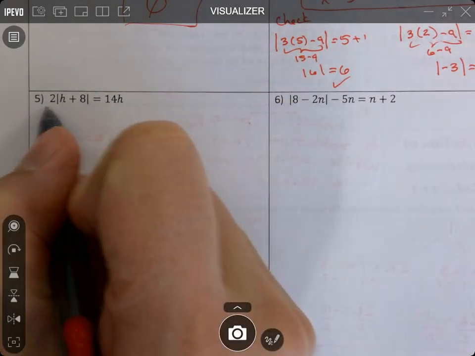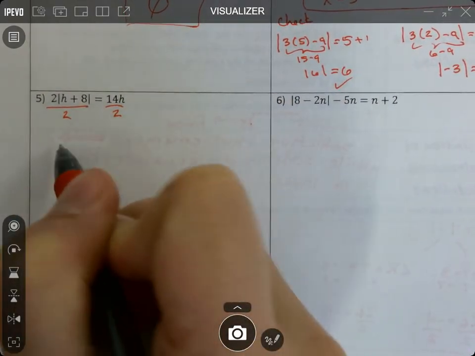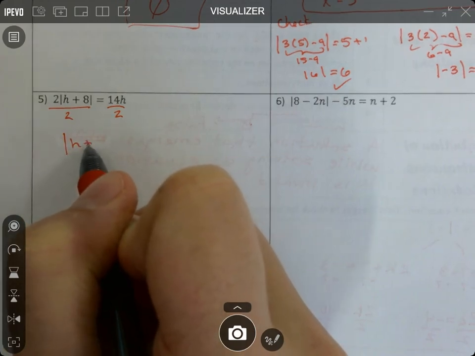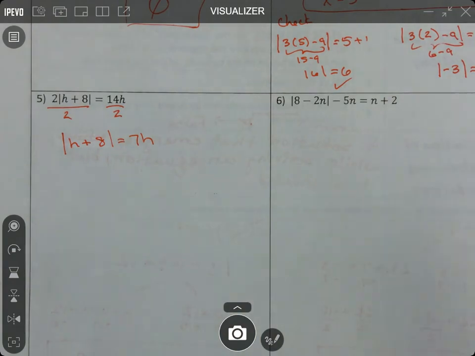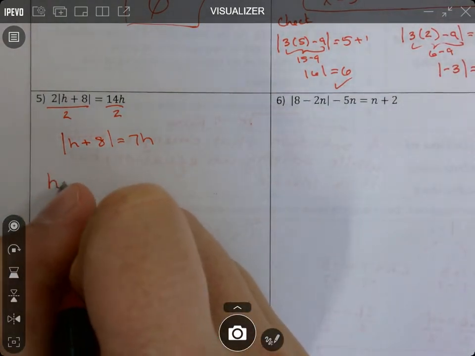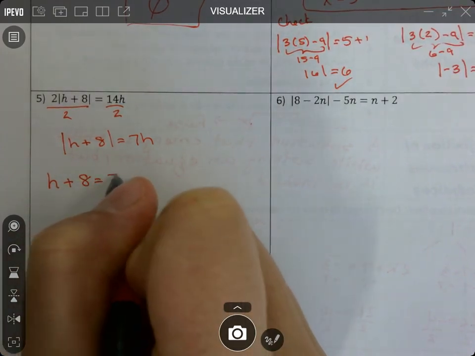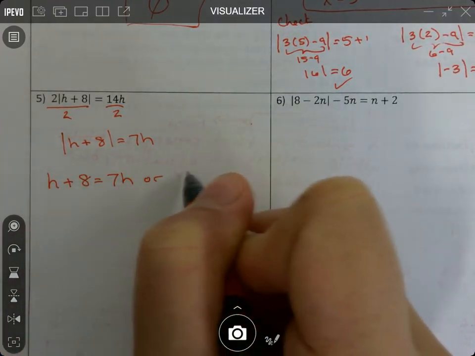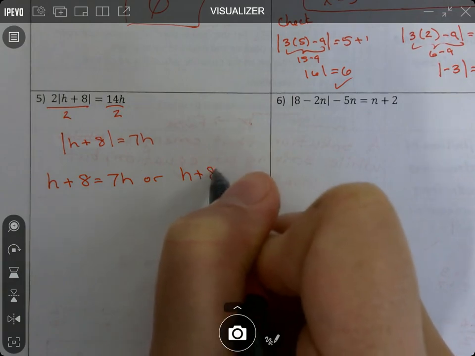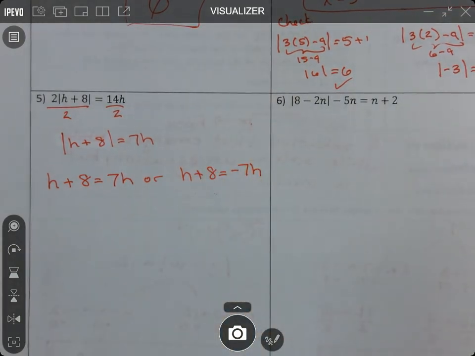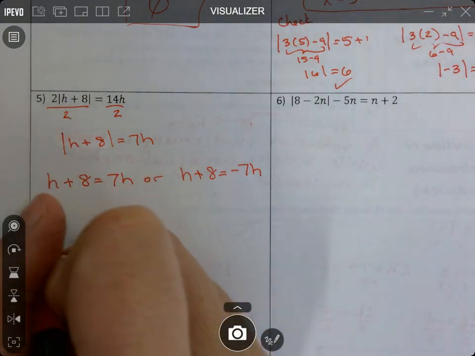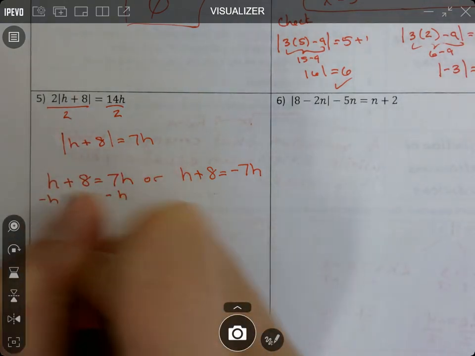Before I do anything, I'm going to isolate the absolute value. And so I have the absolute value of h plus 8 equals 7h. Now, I have h on both sides, but that's okay. We're going to have those two versions. h plus 8 equals 7h, or h plus 8 equals what? Negative 7h.